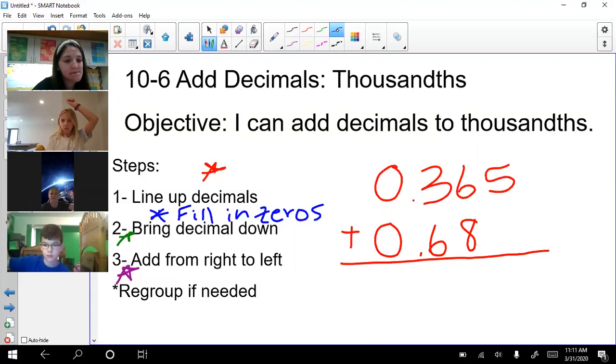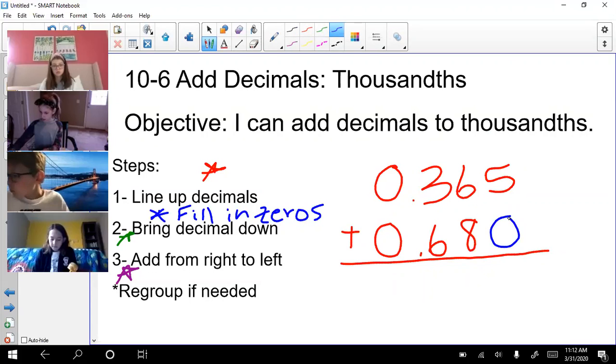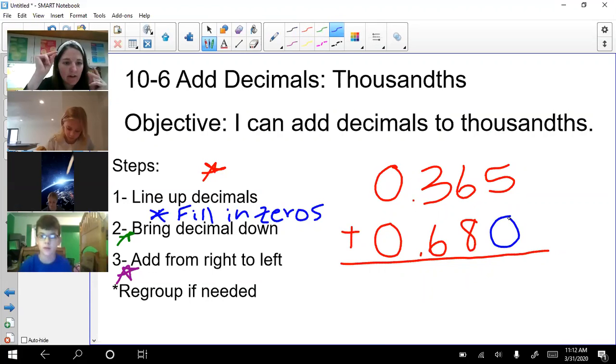Ellie? Put a 0 under the 5. Very good. And why did you do that? So you don't add the 8 and the 5. Good. It helps us stay in our place value. Good job, Ellie. Let's do snaps for Ellie. Thank you, Ellie.